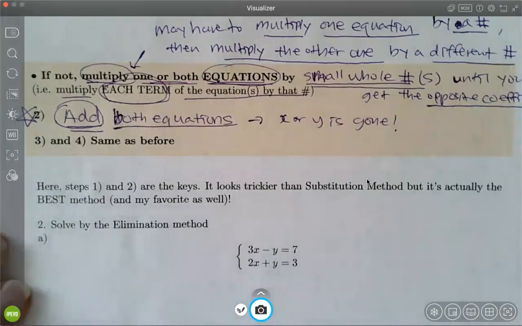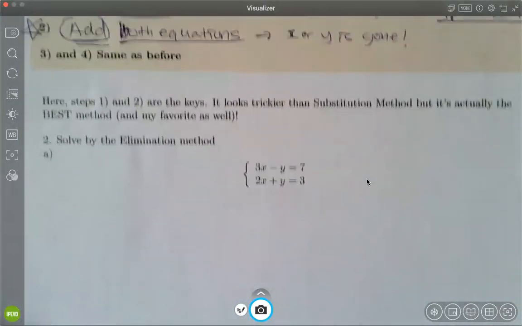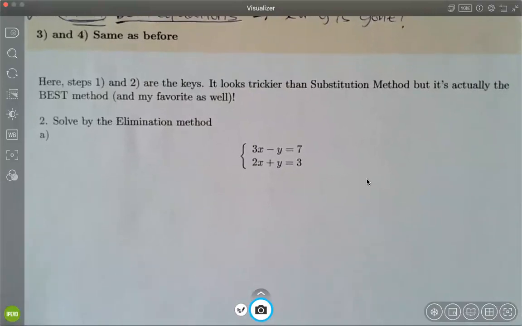Okay, and again, this elimination method may look trickier than substitution, but it's actually way better. So let's look at the problems. Solve by the elimination method. And here is part A. 3x minus y equals 7, and 2x plus y equals 3.